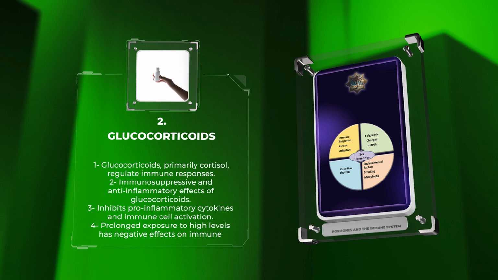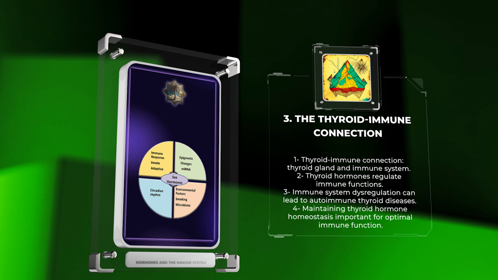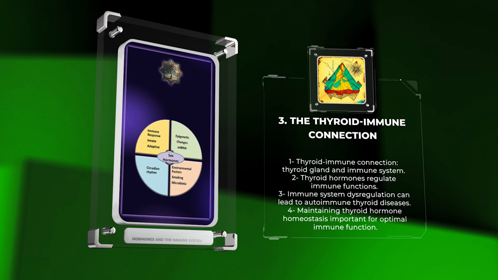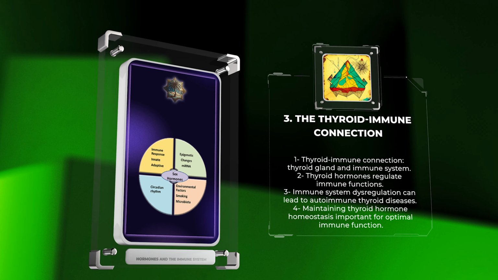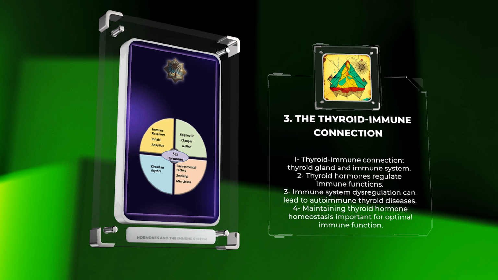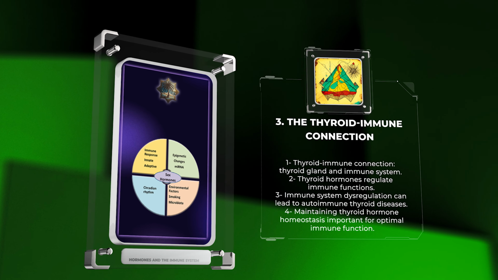The thyroid-immune connection refers to the bidirectional relationship between the thyroid gland and the immune system. Thyroid hormones, including thyroxine, T4, and triiodothyronine, T3, regulate numerous immune functions. Thyroid hormones modulate immune cell development, proliferation, and cytokine production. Conversely, immune system dysregulation can lead to autoimmune thyroid diseases, such as Hashimoto's thyroiditis and Graves' disease. The intricate interplay between the thyroid gland and the immune system highlights the importance of maintaining thyroid hormone homeostasis for optimal immune function.